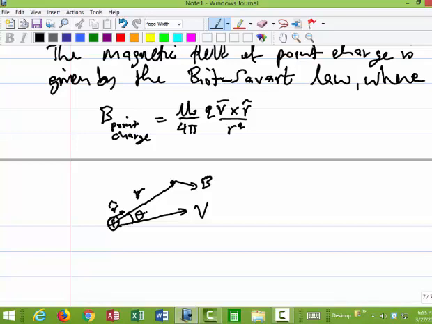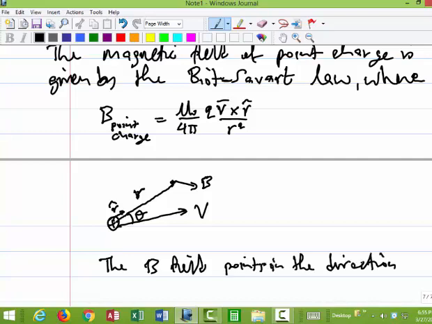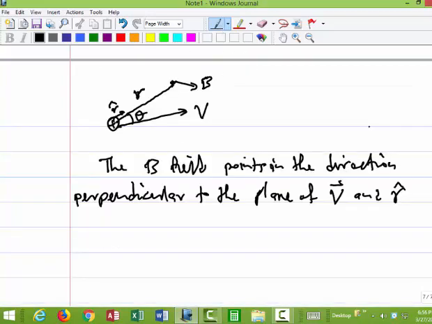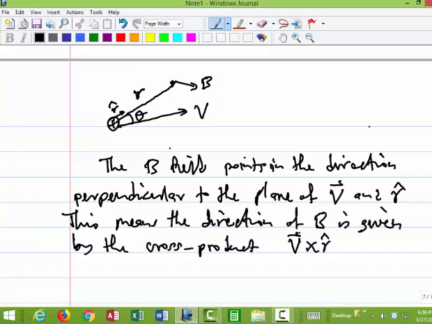Based upon that, we see that the magnetic field points in the direction perpendicular to the plane of V and r. So I'll just write V and r. This is a cross product, which means the direction of B is given by the cross product between V and r. So that's a cross product, V cross r. I'll define the terms shortly.